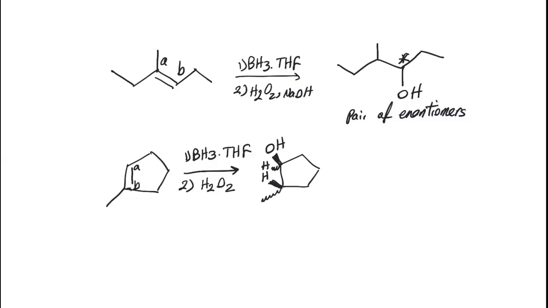And you can add hydrogen and OH from top or from below. So again, we get a pair of enantiomers. Is that always the case, or do we have to look into if a new chiral center forms after the addition? Okay.